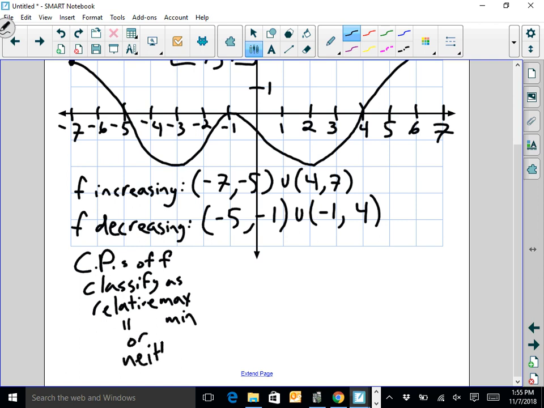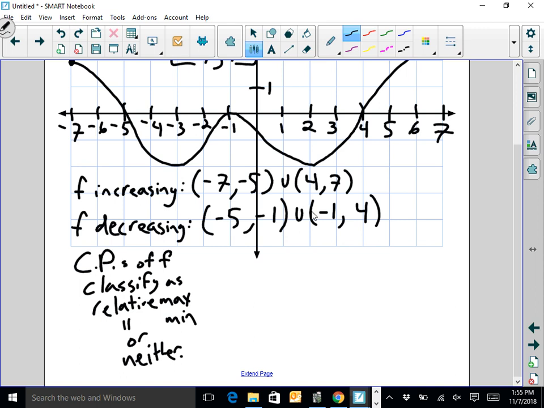Well, I guess I didn't justify on the first one, right? What would be our justification for F increasing on -7 to -5, union 4 to 7? Well, that's where F prime is greater than 0. Please don't say just "where it is greater than 0." We want to be specific.